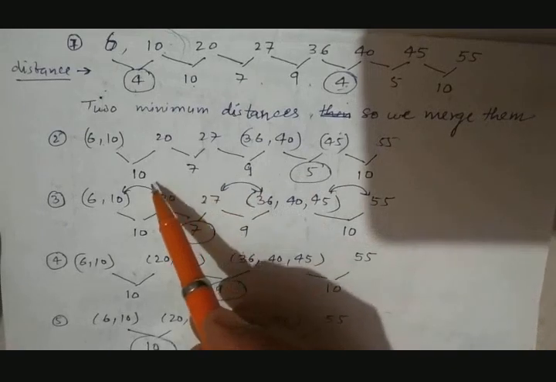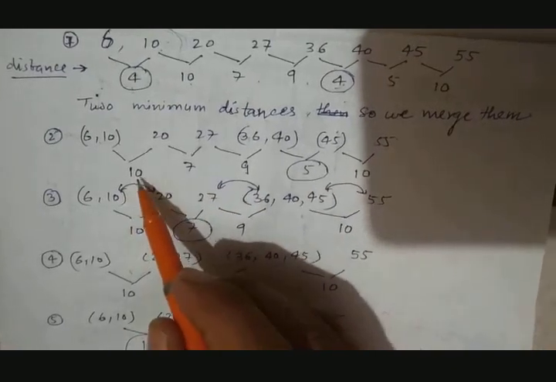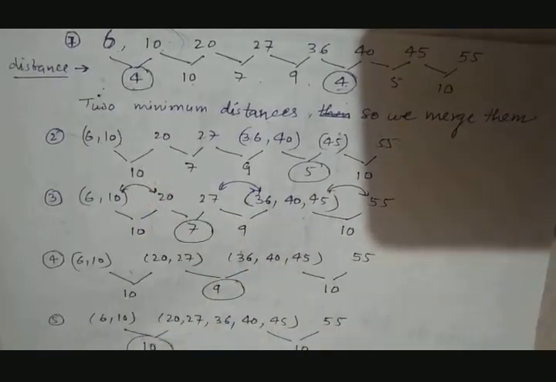Now we calculate the distance. 4 is the least distance here, so these two data points are merged into a single cluster. 6 and 10 are merged here, and similarly 36 and 40 are merged. Now how many clusters do we have? 1, 2, 3, 4, 5, 6. So instead of 8, now we have 6 clusters.